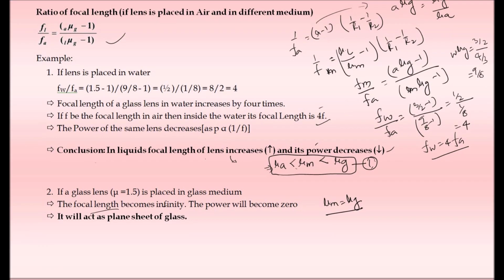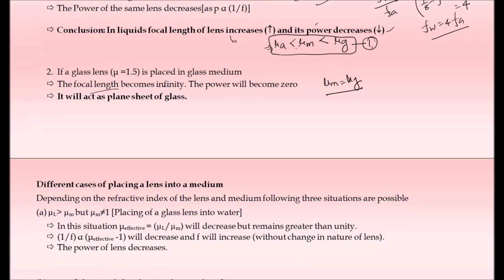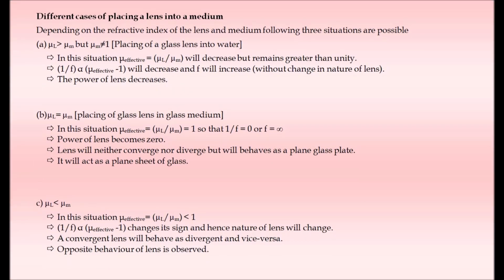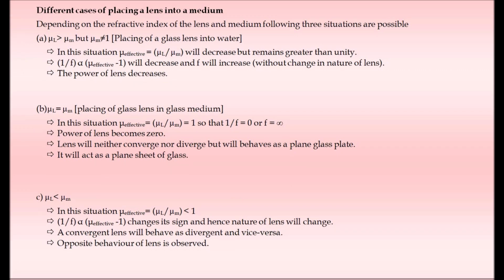So based on these concepts, we just generalize our theory of different cases of placing a lens into a medium. Depending on the refractive index of lens and the medium, the following three situations are possible. The first situation is that the refractive index of the material of the lens is greater than the refractive index of the medium, and that medium is not air, that is, placing a glass lens into water.